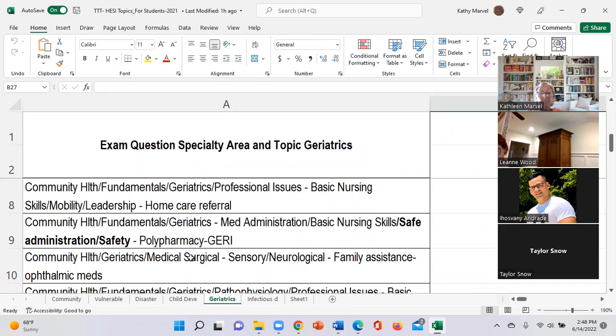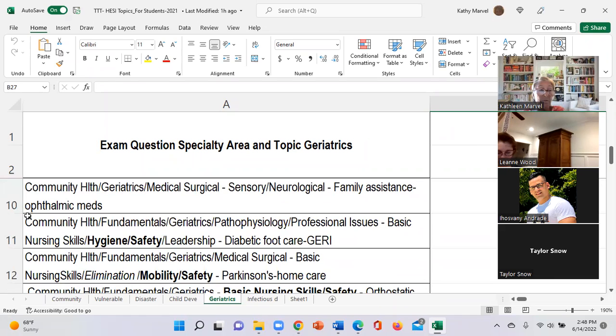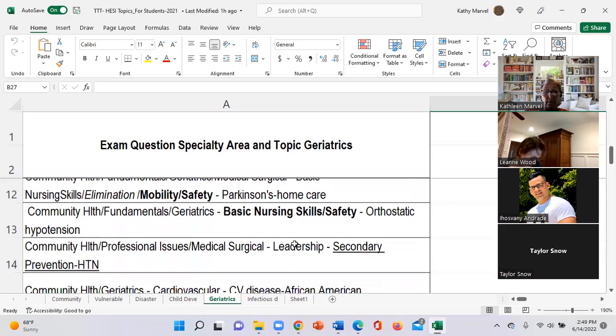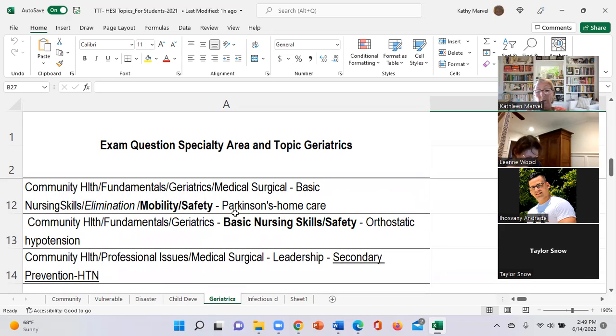Home care referrals. Family assistance with maybe costs. It's the same thing, ophthalmic meds. So maybe if the family's not able to pay, do we have resources as community public health nurses to provide assistance to those families so they can get their medications? This would be a hygiene safety question about diabetic foot care. There's some kind of question on the HESI that has to do with diabetic foot care. And same with Parkinson's. How do you care for clients with Parkinson's in the home?